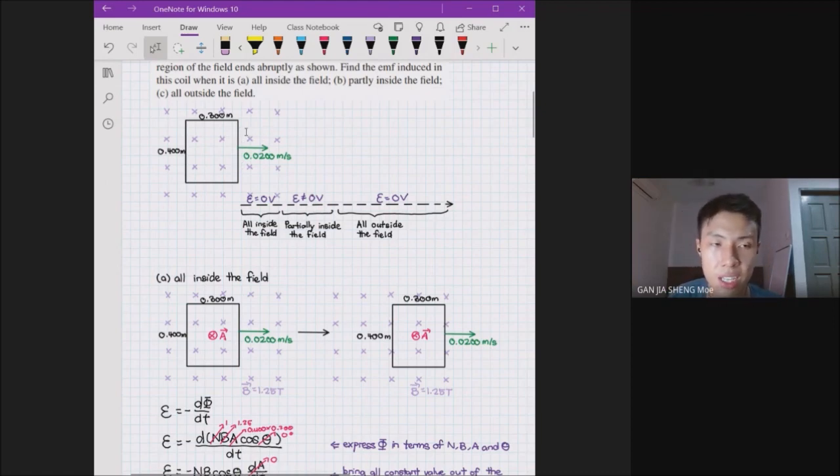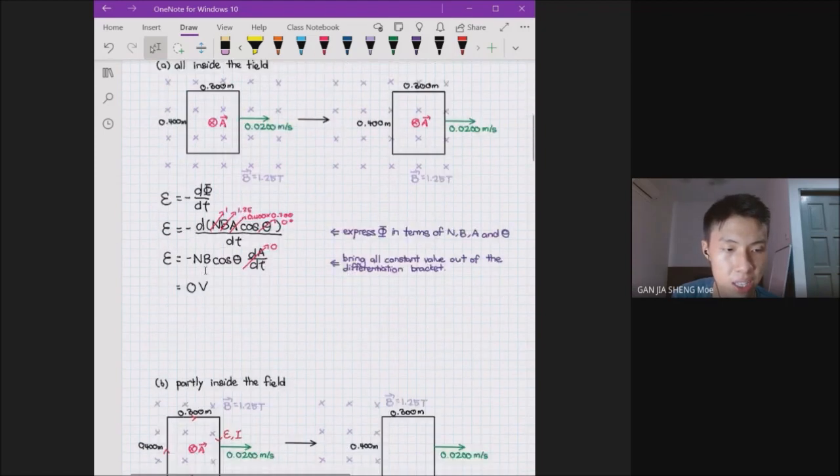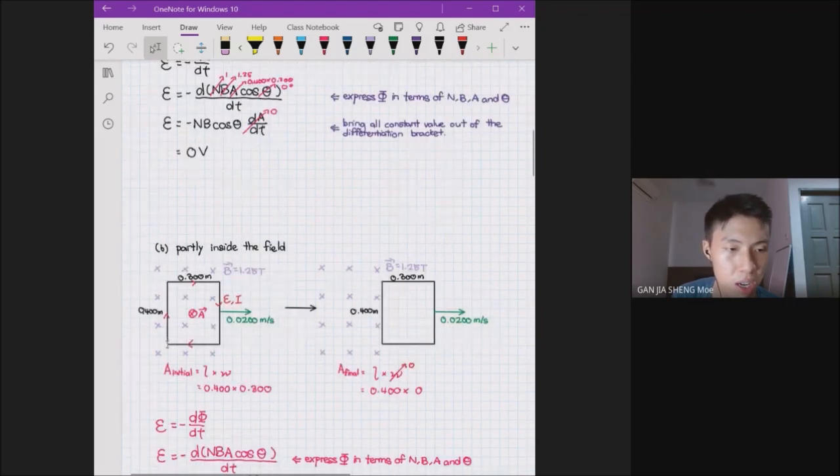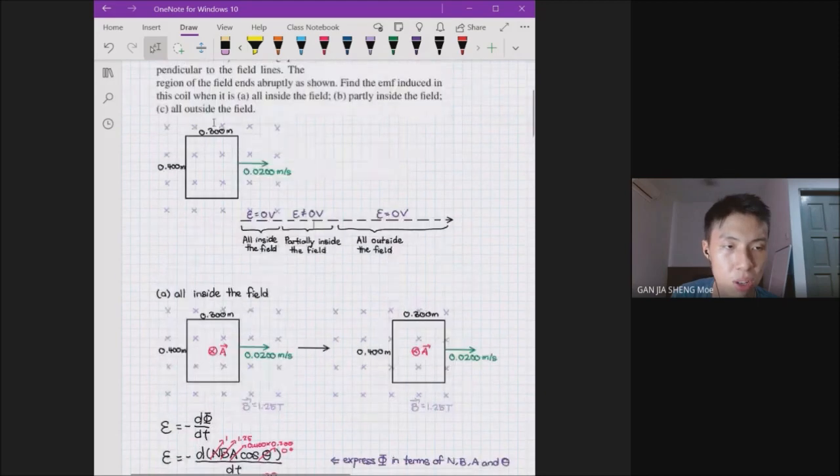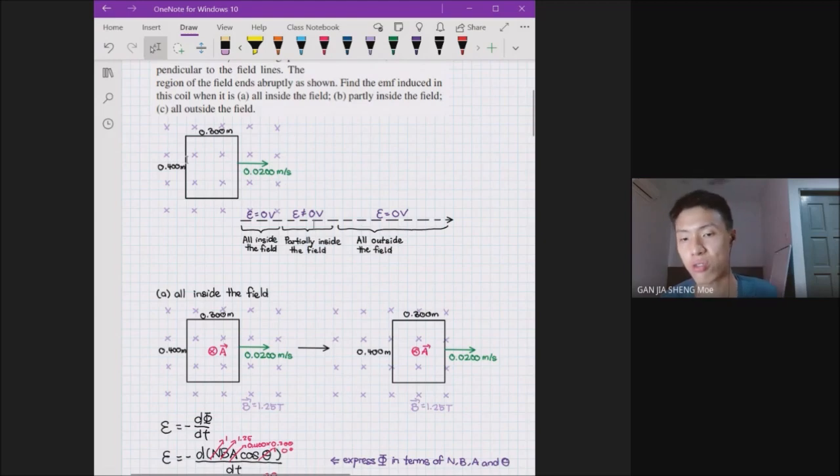But if you analyze it one by one, you'll find that if it's all inside the magnetic field, even though it's cutting through the magnetic field, there is no induced EMF. Induced EMF is not because you cut through the magnetic field, it's because you have changed your magnetic flux. Only then can you have induced EMF.